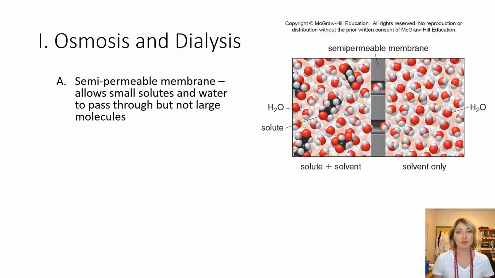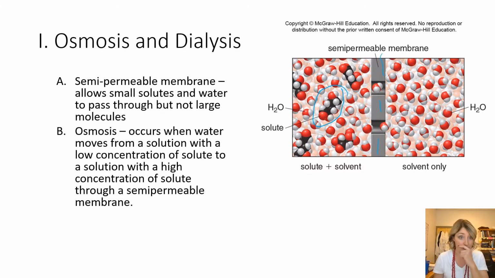All right, so before we talk about osmosis, let's talk about this idea of a semi-permeable membrane. A semi-permeable membrane, which is what you're seeing here in gray, will allow small solutes and water to pass through freely, but not large molecules. In the case of this picture, our solute is a pretty large molecule. It will not fit through there. So only water, which is depicted in this image, is going to be able to pass through the semi-permeable membrane.